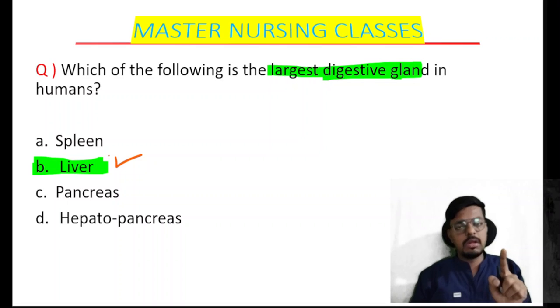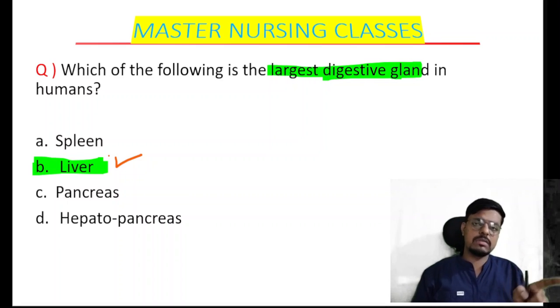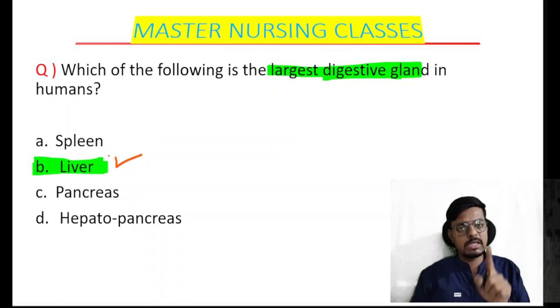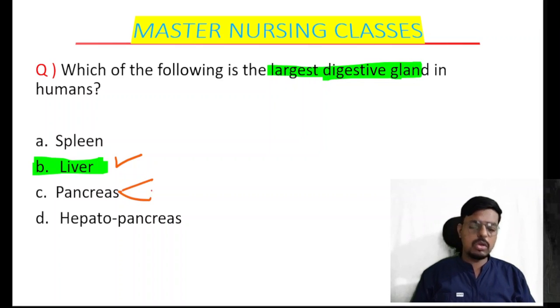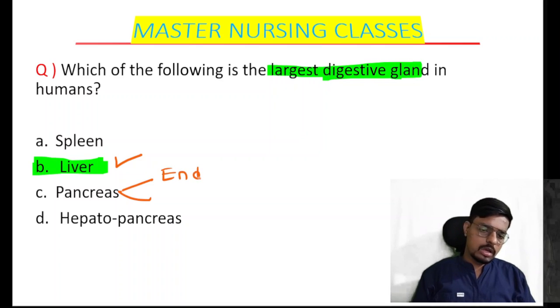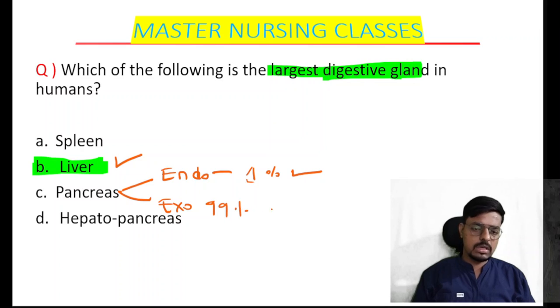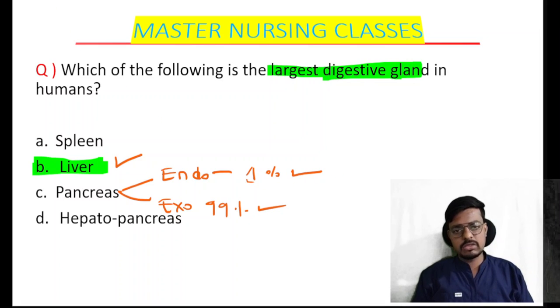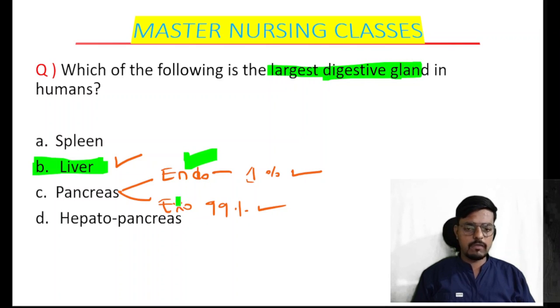If the question is what is the largest endocrine gland of the body, that is our thyroid gland. Thyroid gland is the largest endocrine gland of the body. If the question comes like this, what is the heterocrine gland? That is our pancreas, students, because the pancreas is the organ which acts as both endocrine and exocrine. 1% is endocrine function, which secretes the hormones, and 99% is exocrine function, which secretes the enzymes. So it does both endocrine and exocrine function. That is why the pancreas is also called a heterocrine gland.